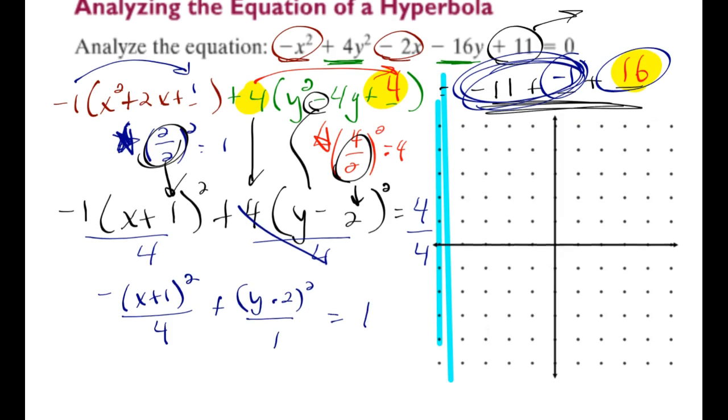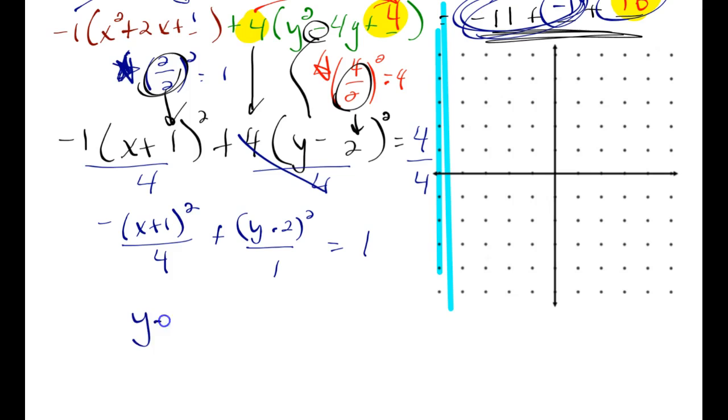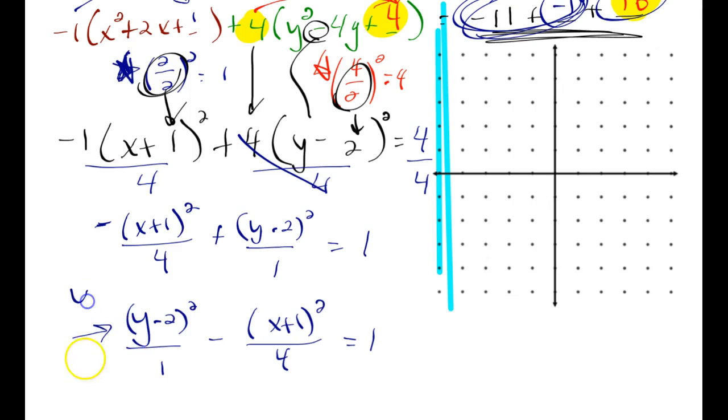So I would really prefer you to swap this around. Y minus 2 quantity squared over 1 minus x plus 1 quantity squared over 4 equals 1. Remember, if it's negative 4 plus 5, then I would write it as 5 minus 4. But I like this to be positive because then I can see this really should be a vertical asymptote.